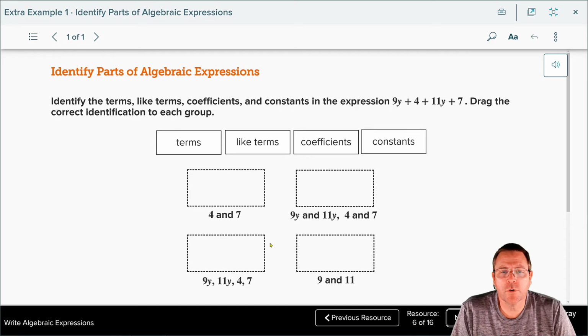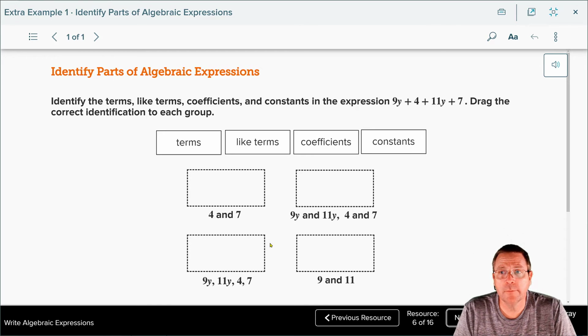Now it's going to be your turn to take and identify the different parts of this. Identify the terms, the like terms, the coefficients, the constants in the expression 9y plus 4 plus 11y plus 7, and drag the correct identification into each group. Go ahead and pause the video and do that.